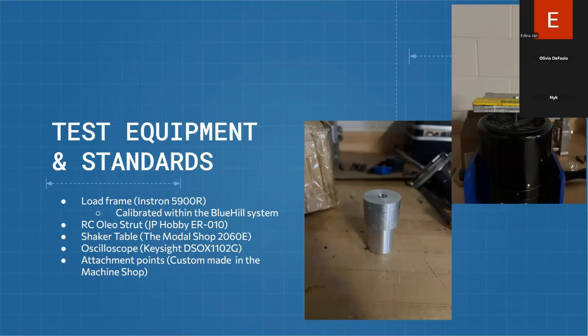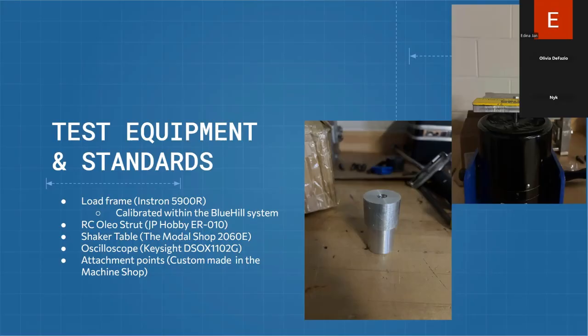Shaker table was a general model shop shaker table that was connected to an oscilloscope that was giving us our required waveforms. The wave generator function on the oscilloscope was used as you will see in the video after this presentation. We also used attachment points.